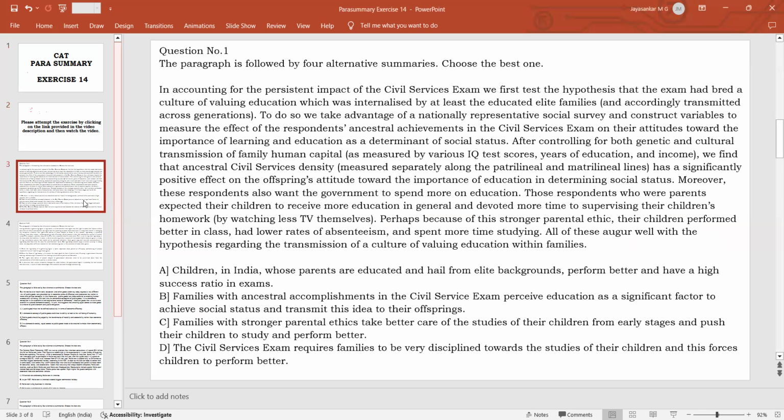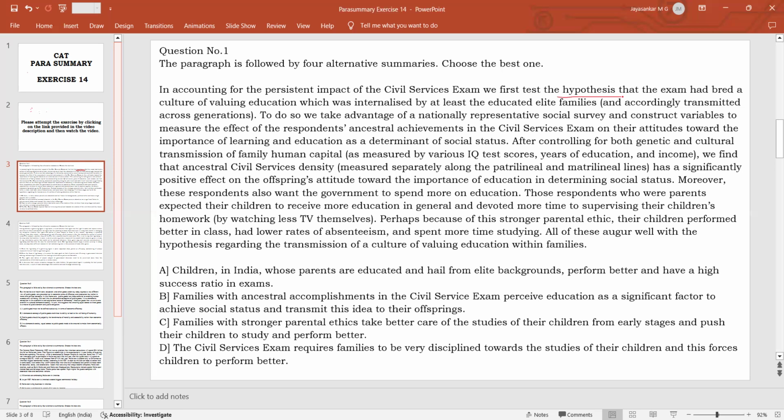So coming back to the questions, the first passage is talking about how civil services exams have impacted the outlook regarding the value of education among the families. And what is the passage saying? It says that there is an untested theory, a hypothesis. What is a hypothesis? A hypothesis means a theory that is not tested or proven. Thesis means a theory that is tested as well as proven. Hypothesis means a theory that is only in theory. It has not been tested and proven very clearly. So that is called a hypothesis.